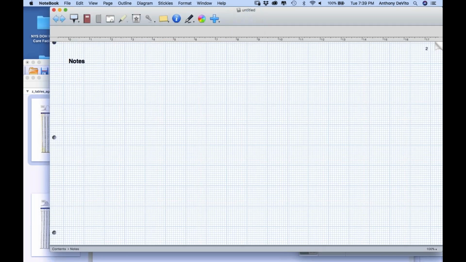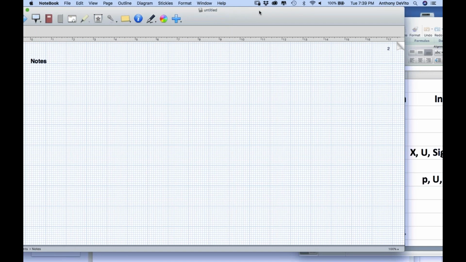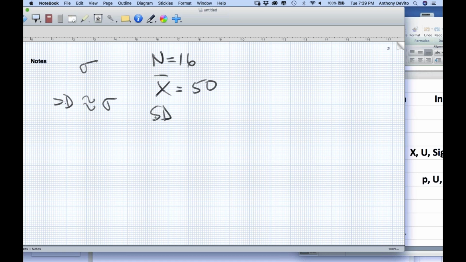And save. Okay, so now let's say that I don't know the population standard deviation. Let's say that I take a sample of size 16, and the mean for that sample is equal to 50. Now, I don't know sigma, so what am I going to use for the standard deviation of the population? Well, the standard deviation of the sample approximates the standard deviation of the population, just like the x bar represents the mean of the sample. So I could take the standard deviation of my sample and use that instead of sigma.